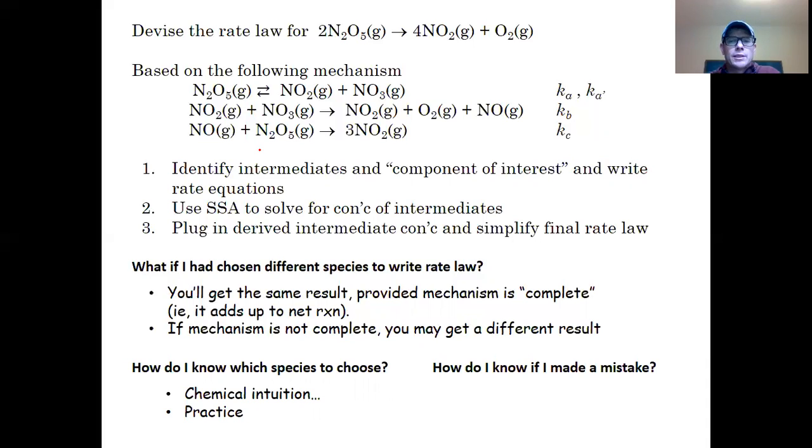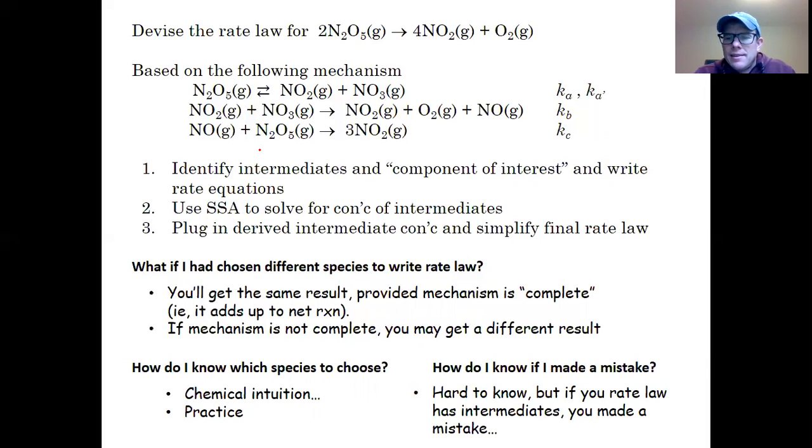The other question that students ask is, well, how do I know if I made a mistake? And this is the best answer I can give you, which is that it is hard to know. These rate laws can be complex, and so it's hard to know if you've got a right answer. But I can tell you that if your rate law has intermediates, you made a mistake. Your final rate law should have no intermediates in the expression. It should only depend on concentration of the reagents that are there.